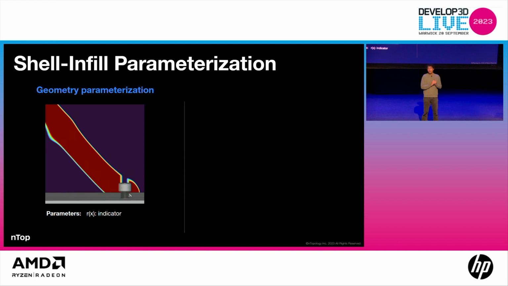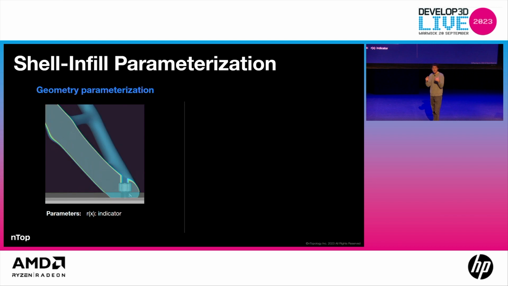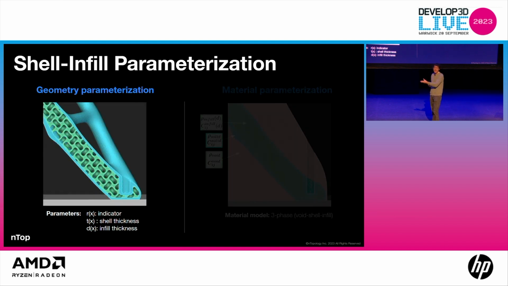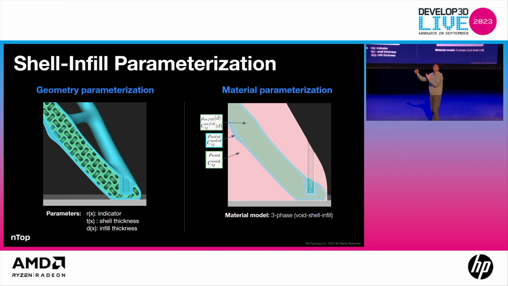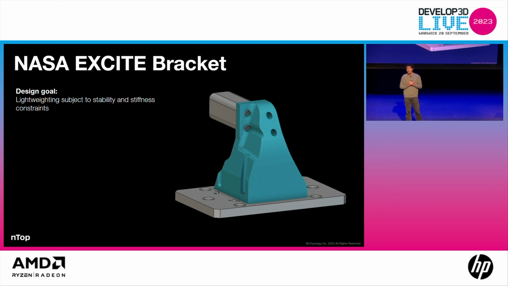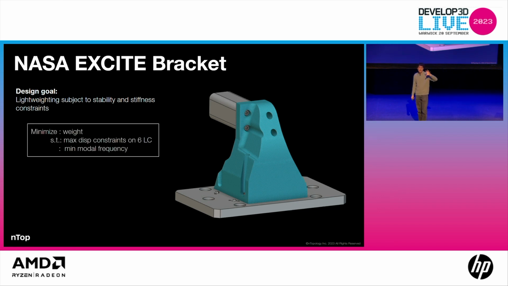Another parameterization that you can create with an implicit model, because remember, the geometric operations happen for free, is shelling operations where you just add some wall thickness and fill the part with some type of lattice, and again, you want to create certain material properties. You want to create stiffer parts. You want to create anti-buckling parts. This was used on the NASA Excite bracket. The goal here is essentially to make the lightest weight bracket that is subject to buckling and stiffness constraints. So you basically want to raise the minimum modal frequency of the part.